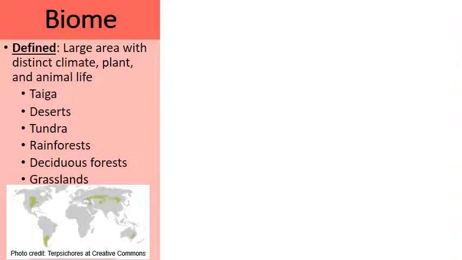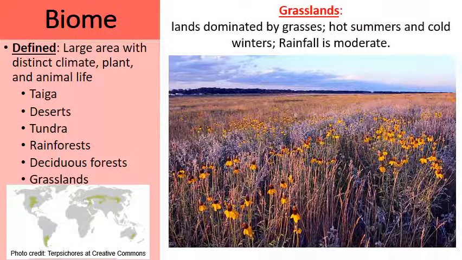Well, how about the grasslands? The grasslands you can see here in this map area, and these are lands, like the name implies, dominated by grasses. You tend to have hot summers and cold winters. Rainfall tends to be moderate. Not enough rain to get big trees, but tall grasses and such.